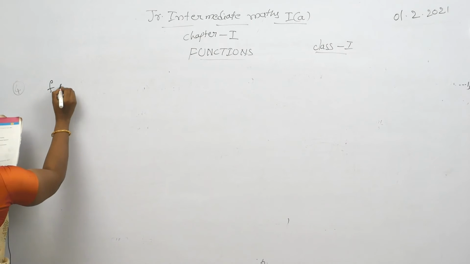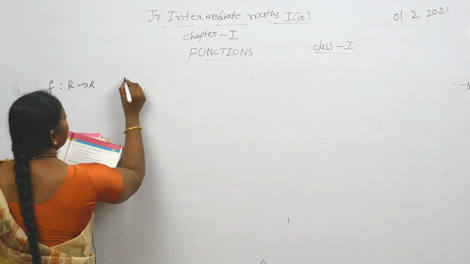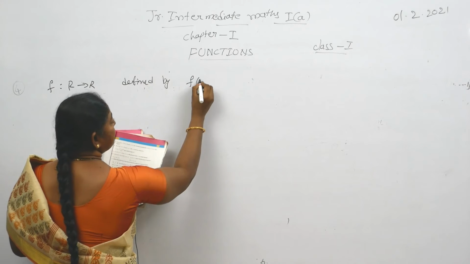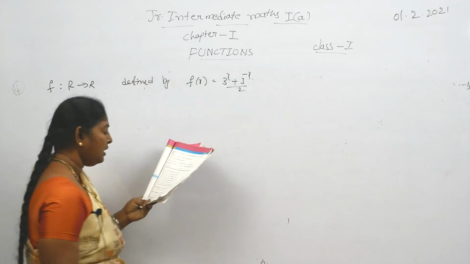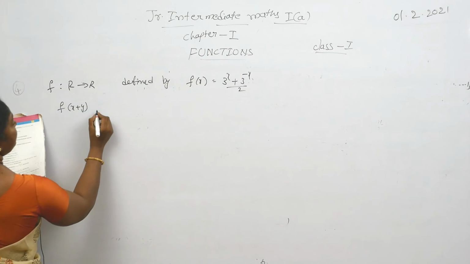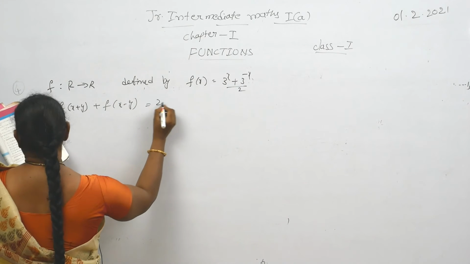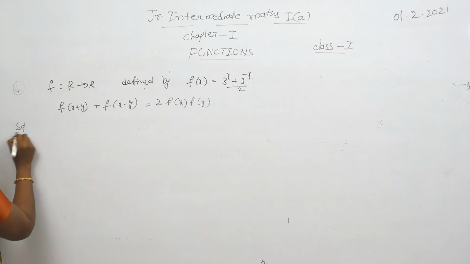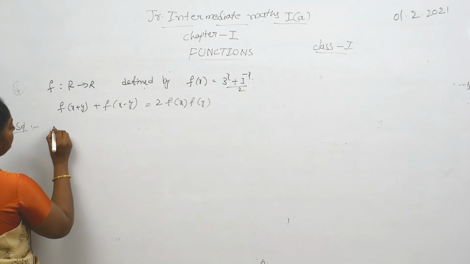If the function f from R to R is defined by f of x equal to (3 power x plus 3 power minus x) by 2, then show that f of x plus y plus f of x minus y equal to 2 into f of x into f of y. Solution. So, first we have to take LHS.